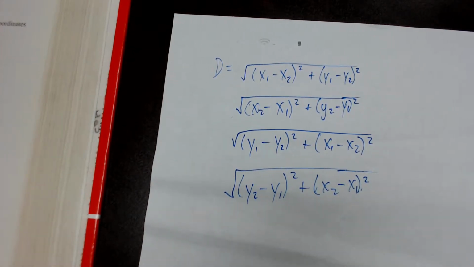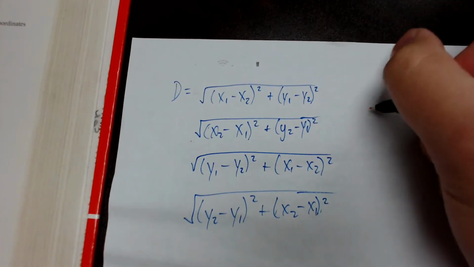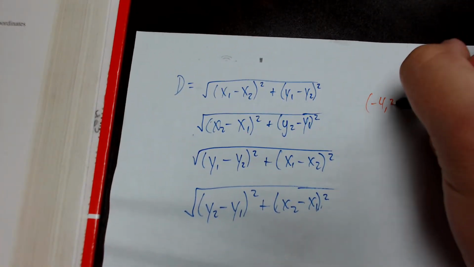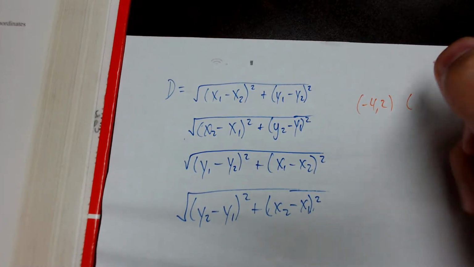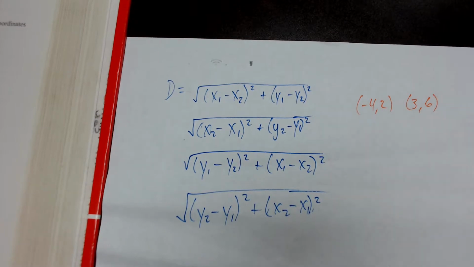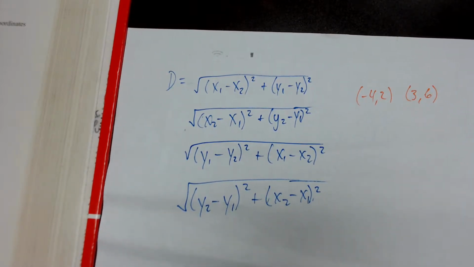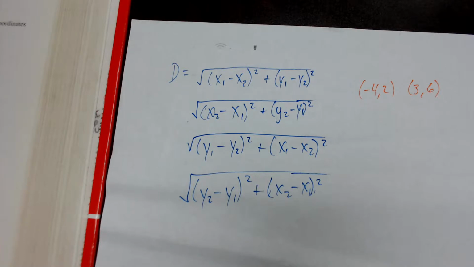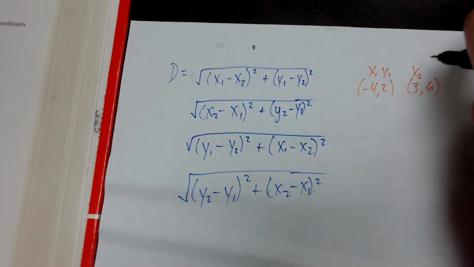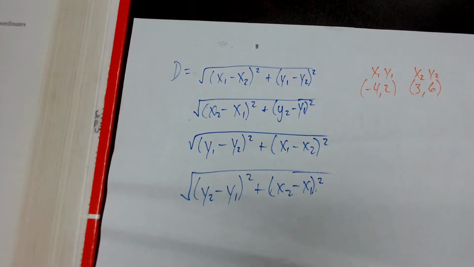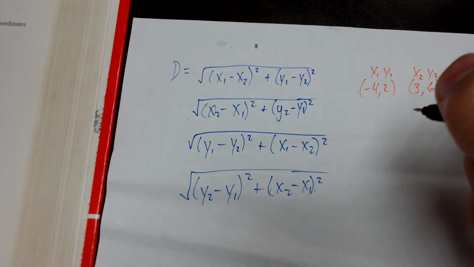Now let's talk about how to use it. So let's say we're given the following coordinates. I'll make a couple up. Let's go with -4, 2 for our first coordinate, and then our second coordinate will be 3, 6, right? And we want to find the distance between those 2 points on the coordinate plane. So I'm just going to assign the values x1, x2, y1, y2. And then I plug those values into any one of these equations. I'll start with this first one since it's the easiest.